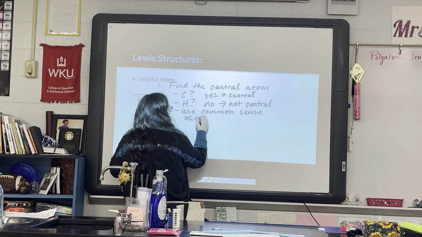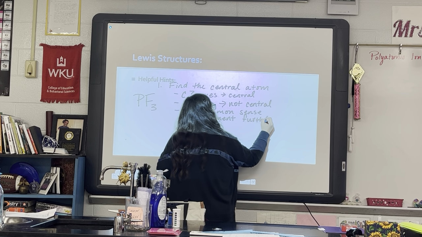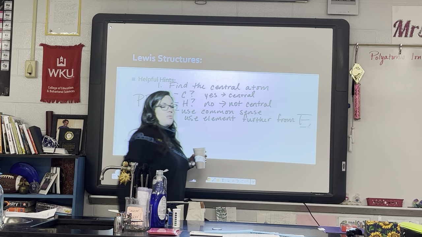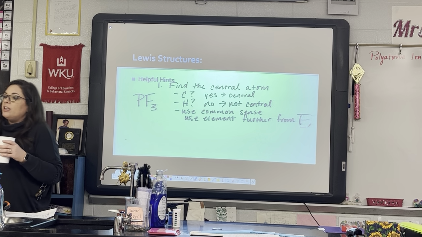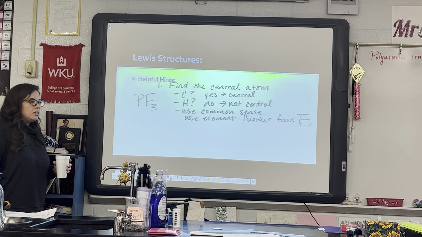So use the element further from F. And what that means is it's the least electronegative element. So if you just find the one that's further from fluorine on the periodic table, put that one in the center. That one will be a better central atom. And I have an example of that that we'll do. Okay, so there's my helpful hints.